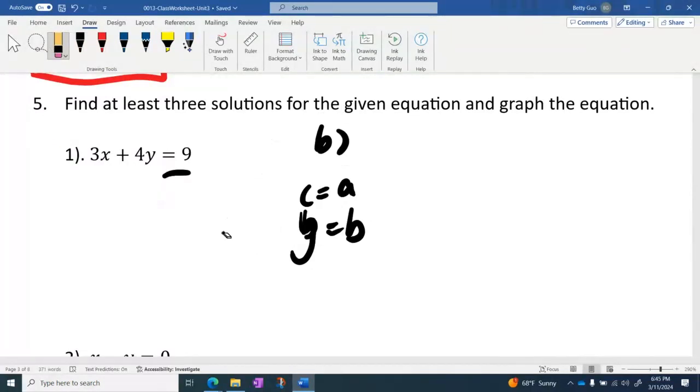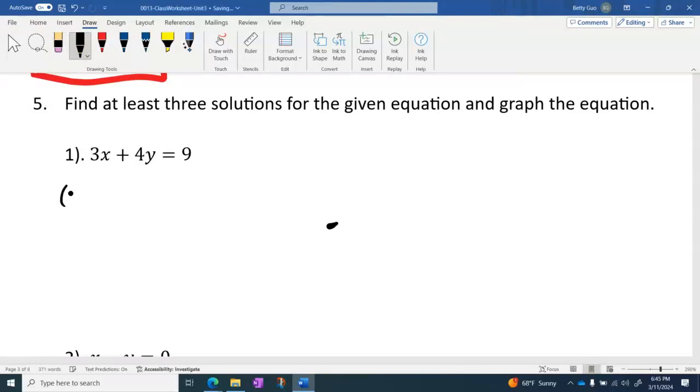So I'm going to ask you to help me determine if 0, 0 is a solution, if 3, 0 is a solution, if, let me think.